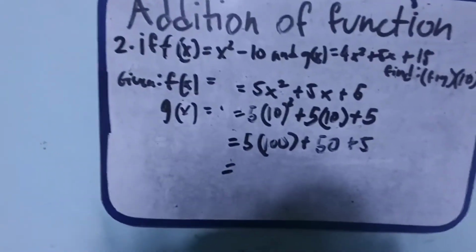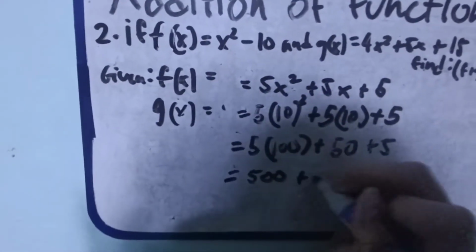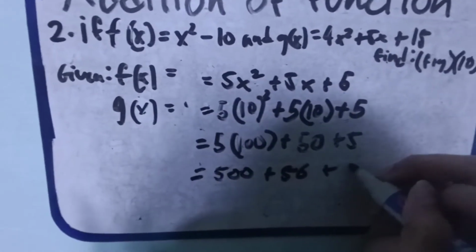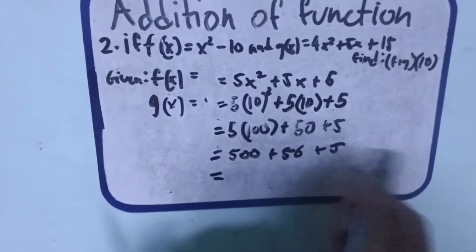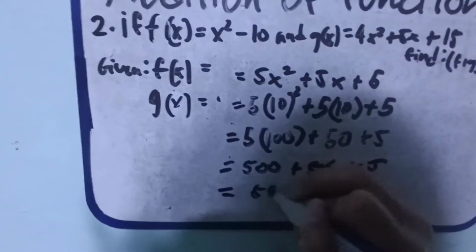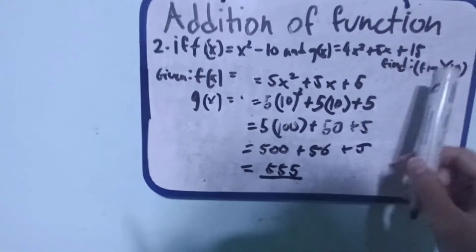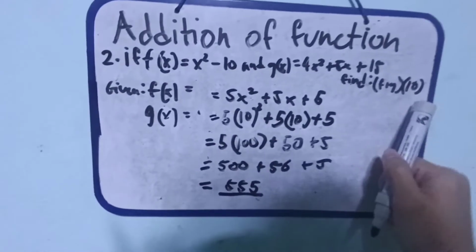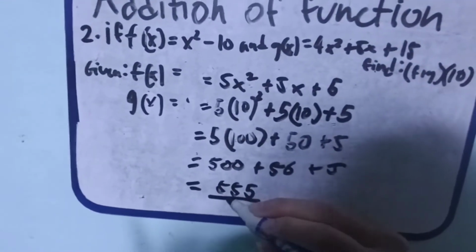5 times 100, that is 500. Plus 50 plus 5. 500 plus 50 plus 5 is equal to 555. So we already found the answer. Quantity of f plus g of 10 is 555.